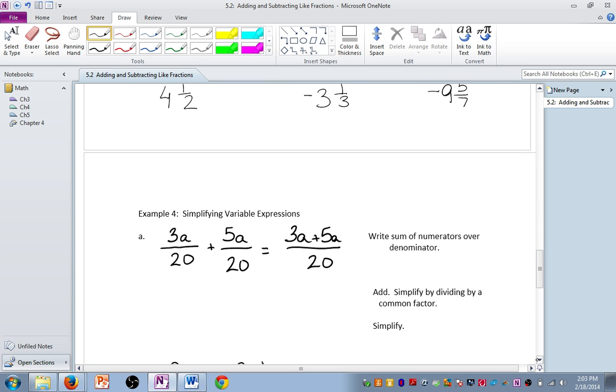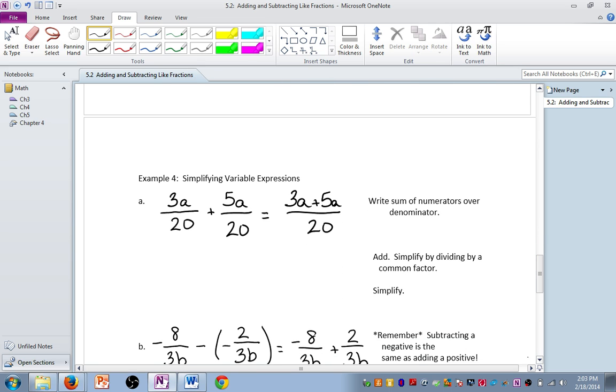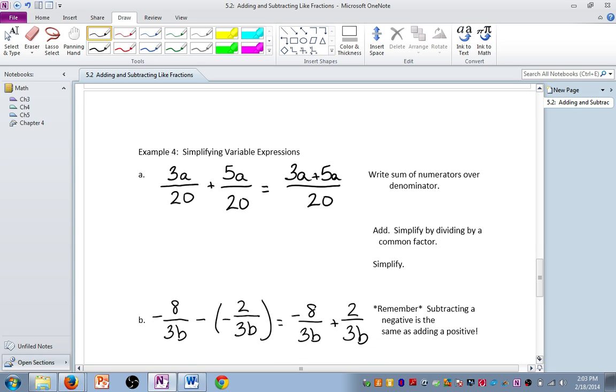In example 4, we're going to be simplifying variable expressions. Same concept. Just because we now have variable expressions instead of whole numbers, we're still going to follow the same rules. As long as the denominator is the same, you're going to add your numerators. So 3a over 20 plus 5a over 20 is the same as 3a plus 5a over 20. When I add, that's going to give me 8a over 20.